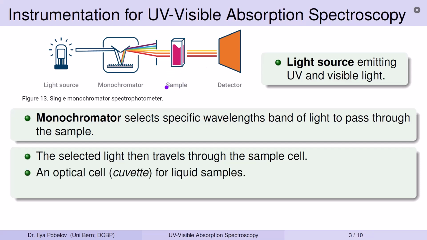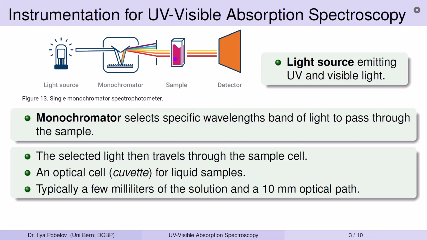Liquid samples are usually contained in an optical cell referred to as a cuvette. They typically hold a few milliliters of the solution and are characterized by a 10 mm optical path. The actual absorption of light by the sample occurs while it passes through the sample cell. Depending on the sample's composition and structure, it will absorb specific wavelengths of light, leading to electronic transitions.